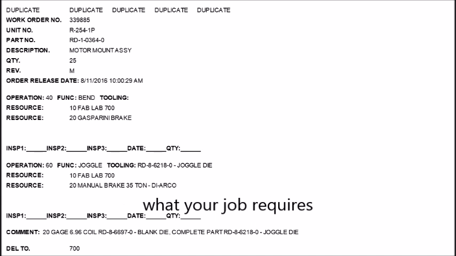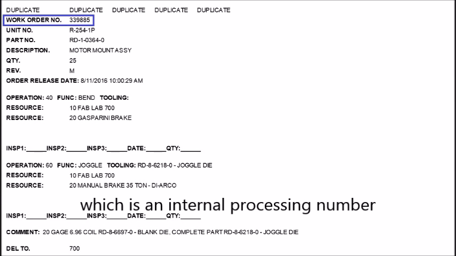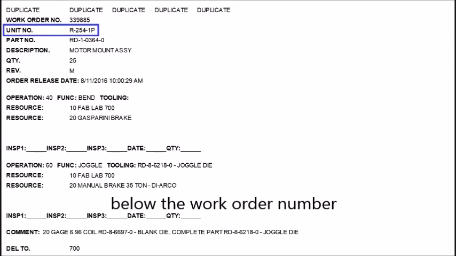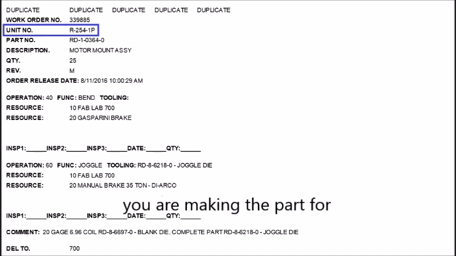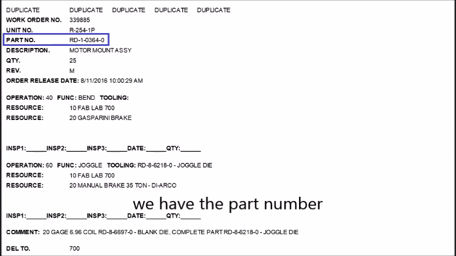job requires. At the top is the work order number, which is an internal processing number given to orders for a product. Below the work order number is the unit number. This is the finished product you are making the part for. Under the unit number, we have the part number for the part you are making.